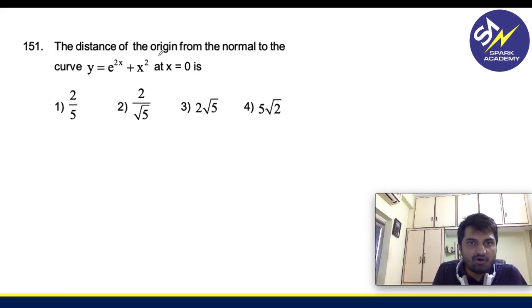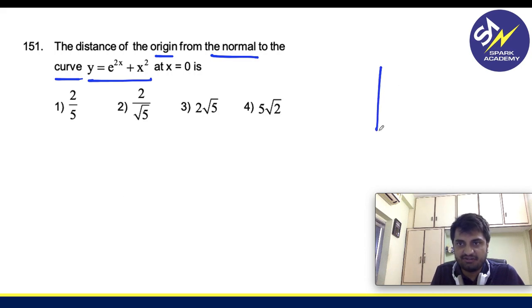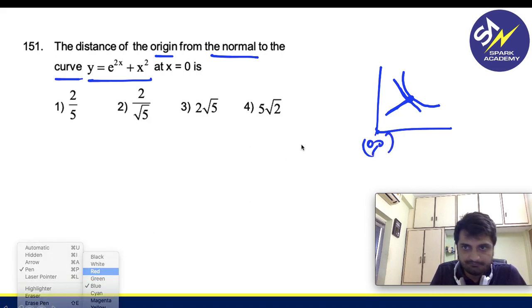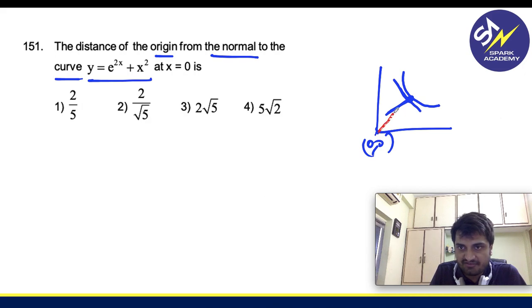The distance of origin from the normal to the curve is what is being asked. Again, let's try to visualize this, guys. This is like this. So this is some normal. The distance from origin, so this will be your origin, to your normal is what he's asking us. So it should be like this, meeting the normal here. That is what basically the perpendicular distance is what we are asked to find out. So it will always be 90 degrees.